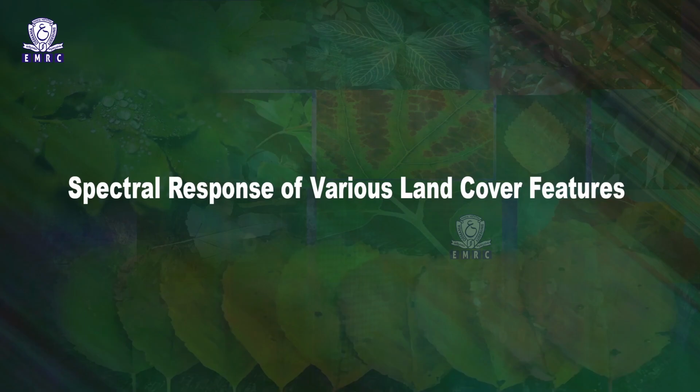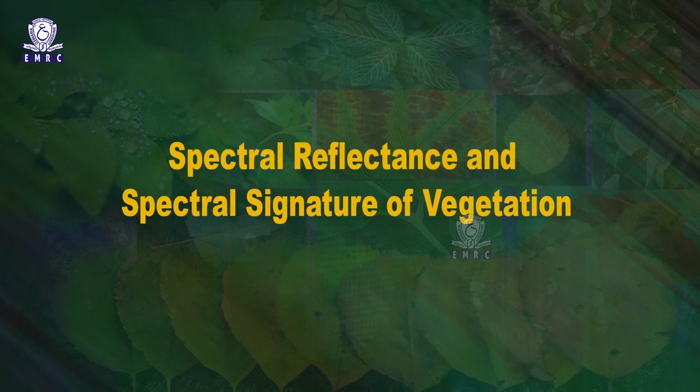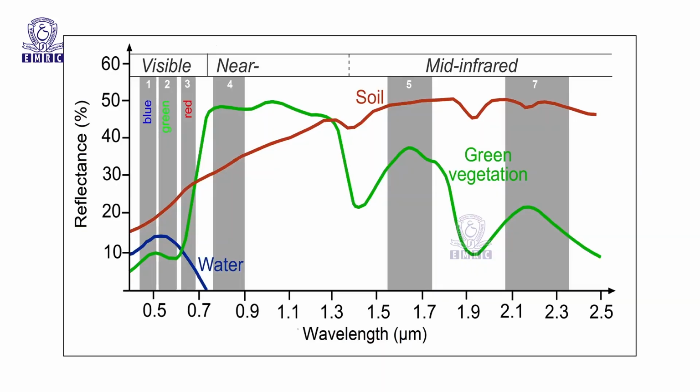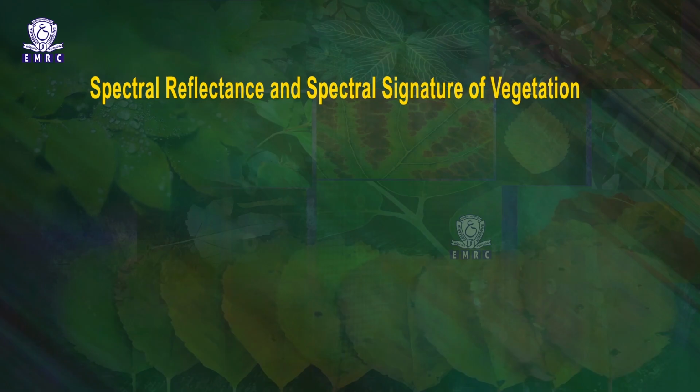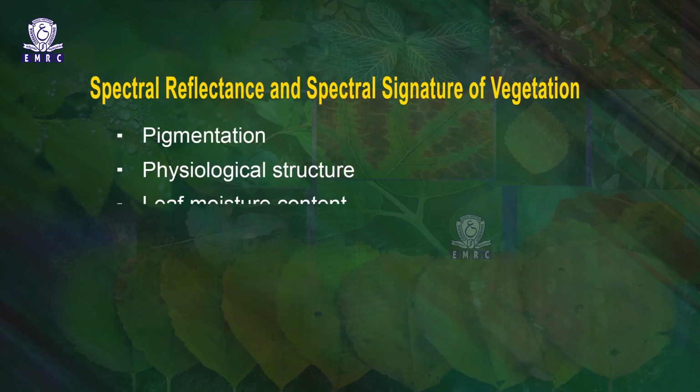The spectral response of various land cover features. Spectral reflectance and spectral signature of vegetation. Spectral reflectance of vegetation over the electromagnetic spectrum depends upon three major factors: pigmentation, physiological structure, and leaf moisture content.